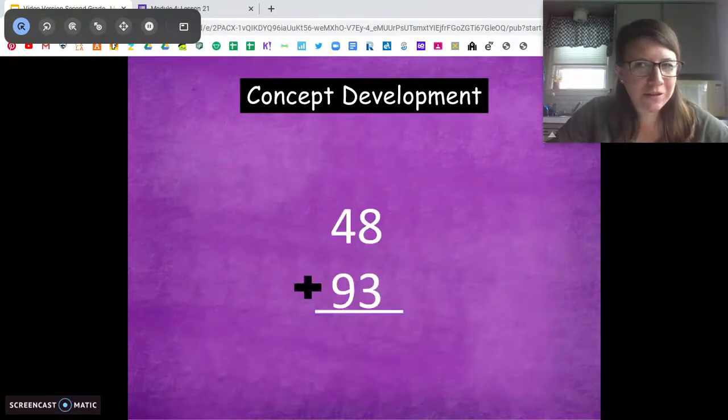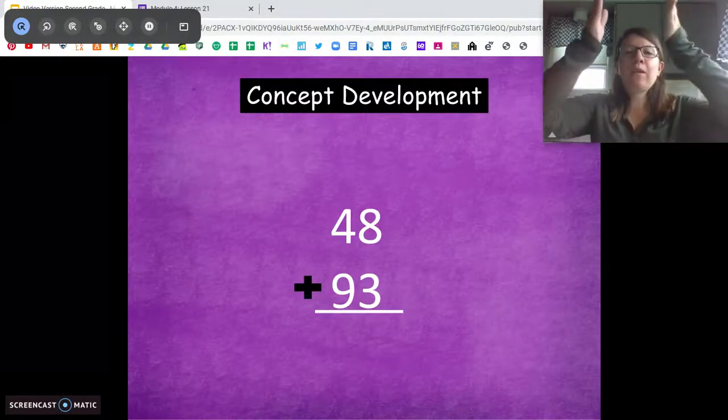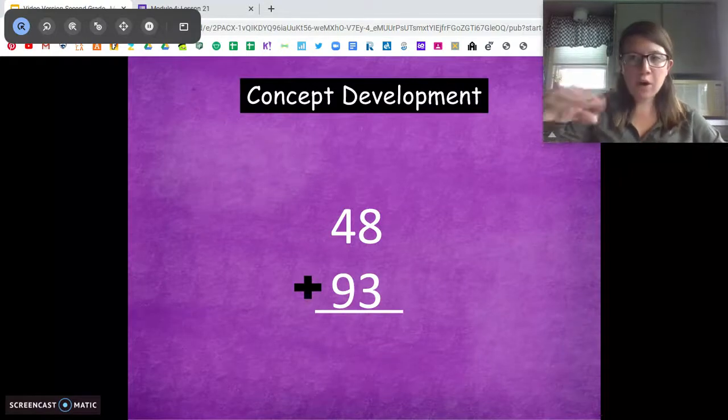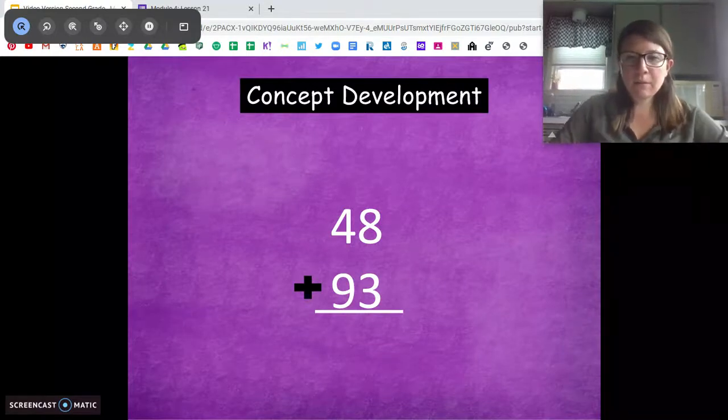Let's solve it in vertical method to check it out. So I want you to write 48 plus 93 in vertical method on your paper. Now pause and take your time and do that. And then we're going to go through it.